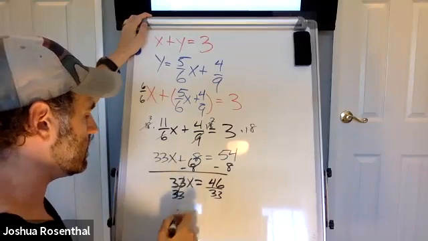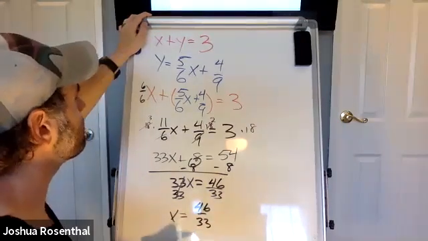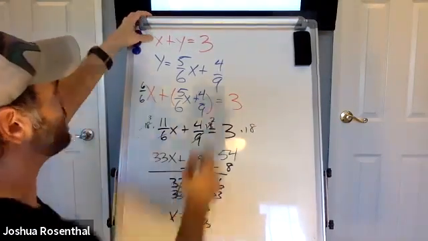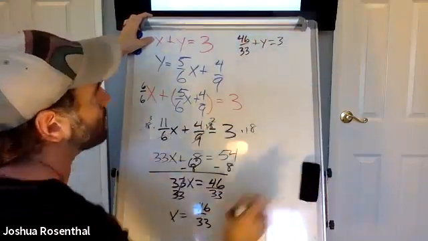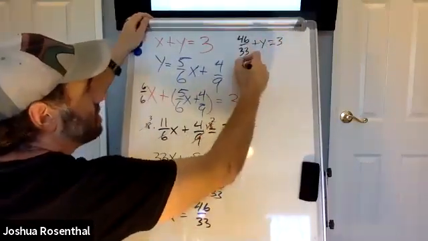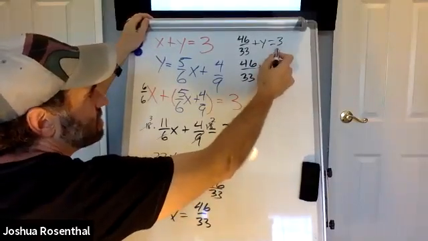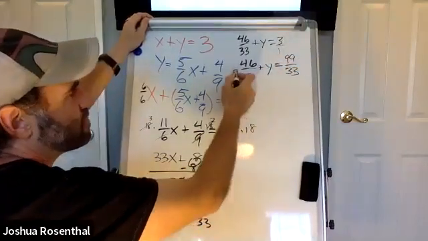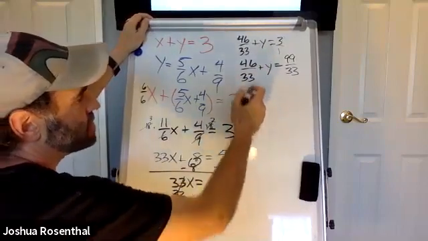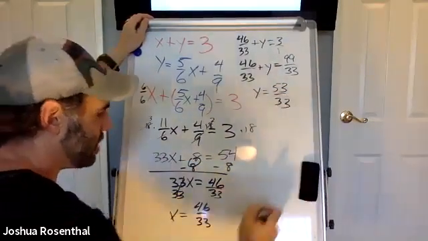Okay, so now you get this. Use your calculator if you need. So I get 46 over 33 for x. And then I'm going to plug that back in here. I can just make this 3 with a denominator of 33, times 33, so 99 over 33. Then I could subtract 46 from 99, which gives me 53. So y is equal to 53 over 33. There you go, now you've got x and y.